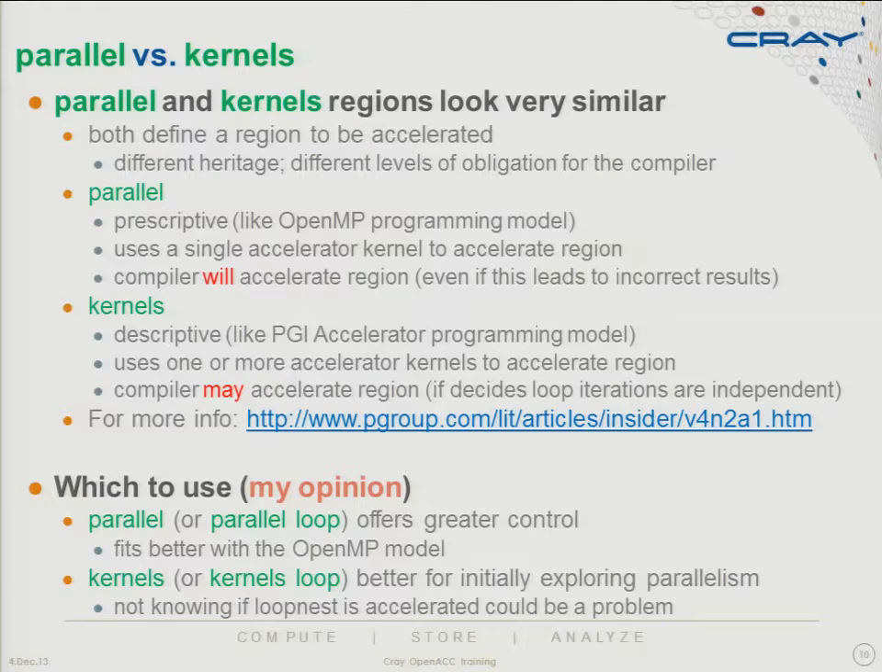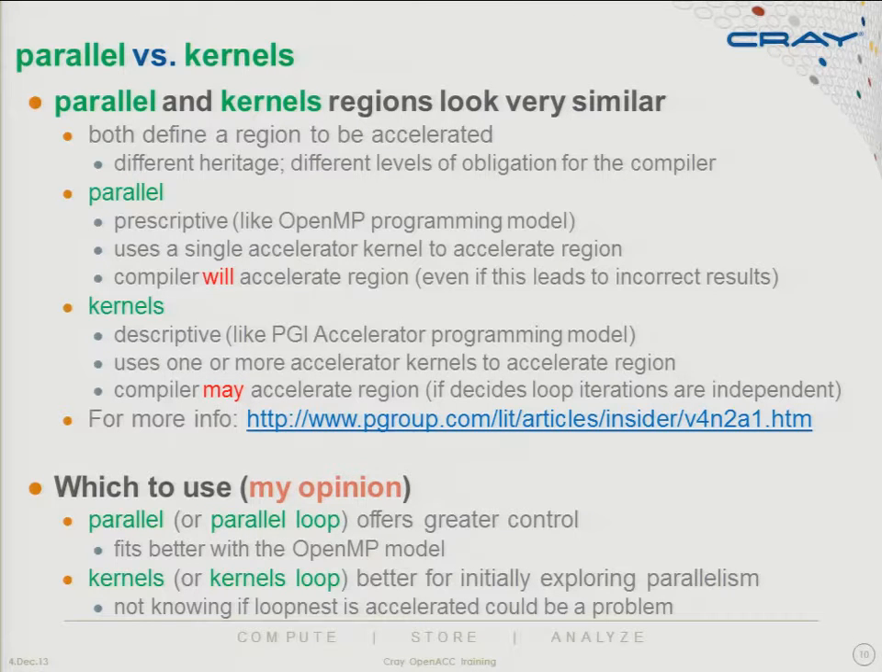The parallel region is more prescriptive. It's much more like an OpenMP programming model. It means put this on the GPU, parallelize it, even if it leads to incorrect results. The kernels is more an invitation to the compiler: could you consider parallelizing this? But the compiler may refuse to do it because it says this loop nest isn't parallelizable.